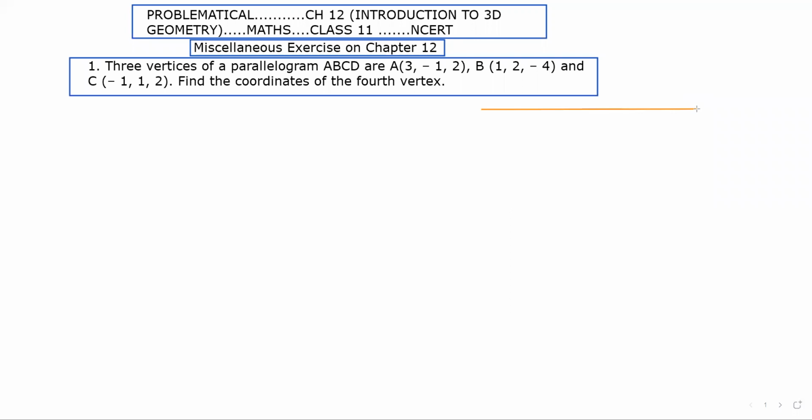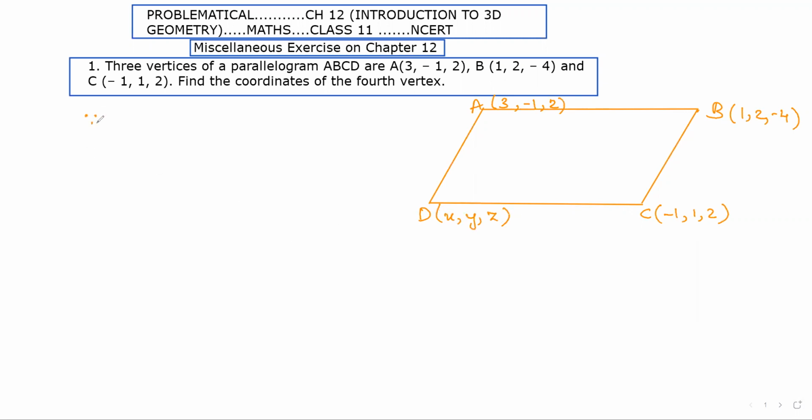We know that a parallelogram has opposite sides equal. So we'll draw a parallelogram and name its vertices: the three given, and the fourth one will be considered as X, Y, Z. A, B, C, D. Whatever sequence is given in the question, the same sequence is to be followed while naming the vertices of the parallelogram. The coordinates of C are -1, 1, 2, and the coordinates of D will be X, Y, Z, assumed by us.